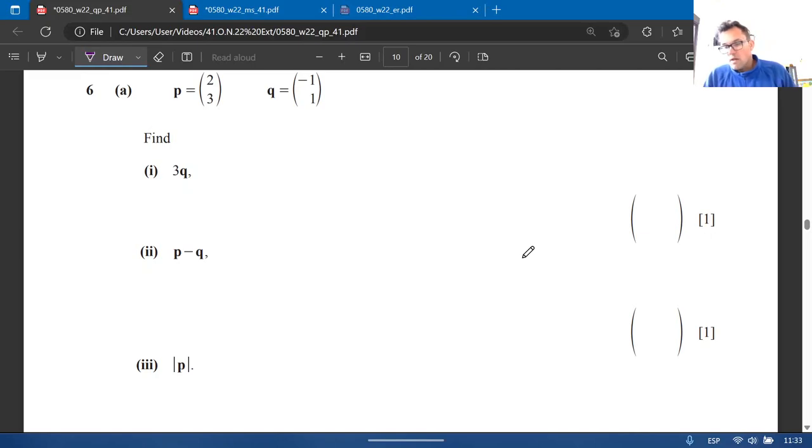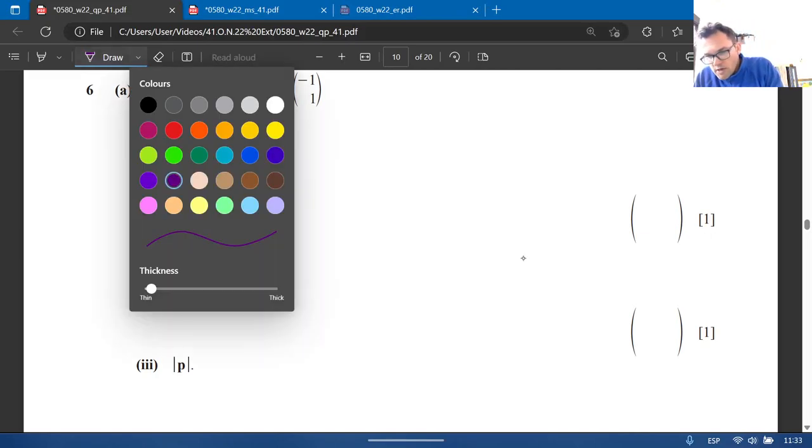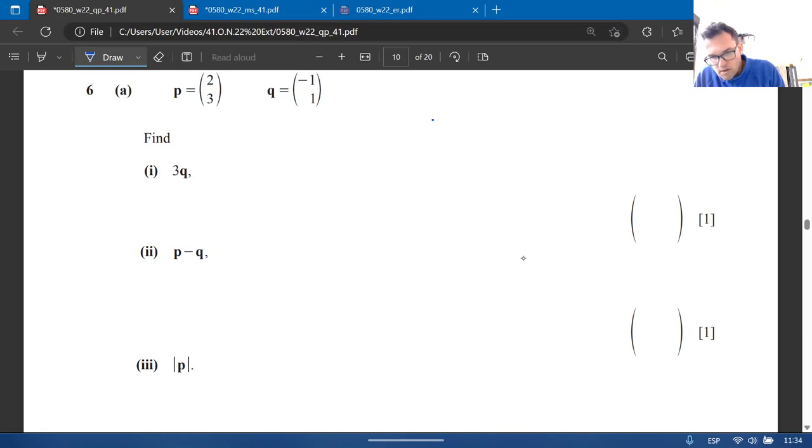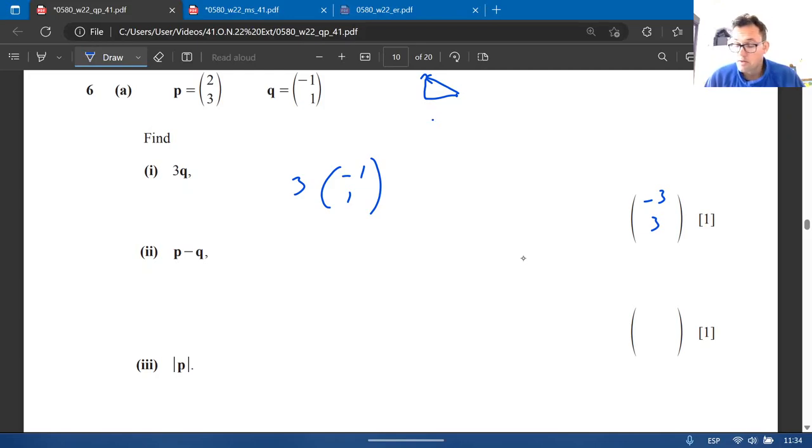Column vectors. First one, straight up, we've got a vector of -1, 1. Basically it means you go from a point, you move one to the left and one up. Yeah, that's the vector going like this. Put a 3 in front. That means that vector goes 3 times more than that. So you just multiply the top with the top, that's -3. The bottom with the bottom, that's 3. That's all there is to it.